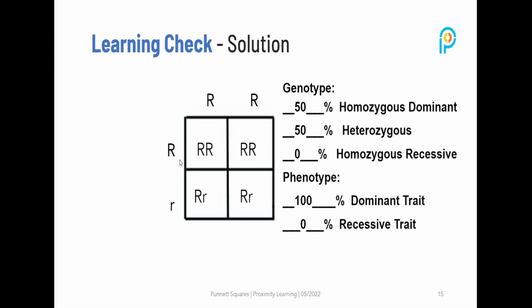Okay, so you should have uppercase R, uppercase R, uppercase R, uppercase R, uppercase R, lowercase r, and uppercase R, lowercase r. So the homozygous dominant, the ones that are the same, capital letters, 2 of 4, so 50%. Heterozygous, 2 of 4, 50%. We don't have any that are 2 of the lowercase, so it's 0% homozygous recessive. And all of them have a capital in it, so it's 100% dominant for the phenotype, 0% recessive.